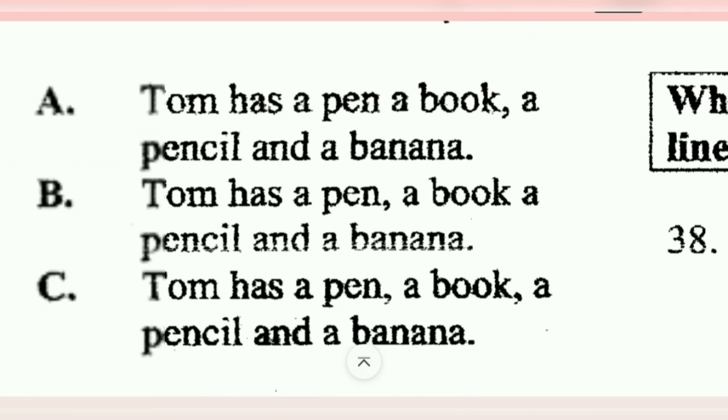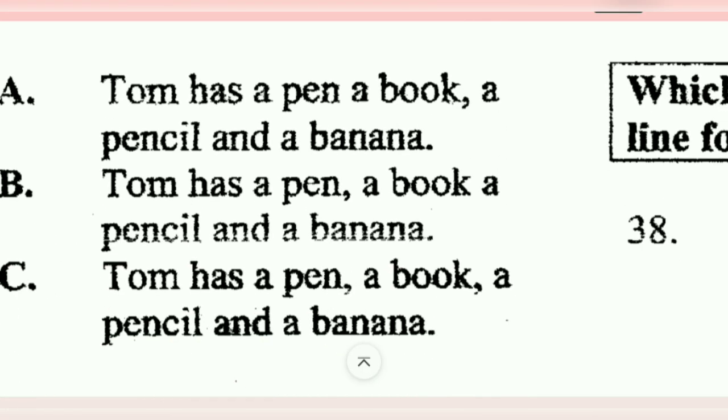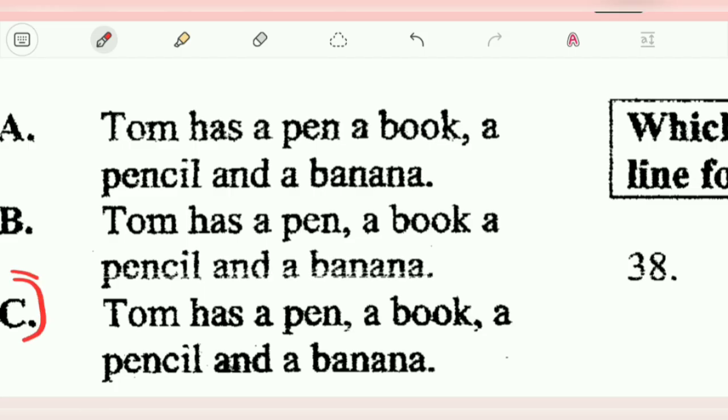Moving on, it says Tom has a pen, a book, a pencil, and a banana. B, Tom has a pen, a book, a pencil, and a banana. C, Tom has a pen, a book, a pencil, and a banana. It is C, punctuating, listing the items. He had a pen, a book, a pencil, and a banana.